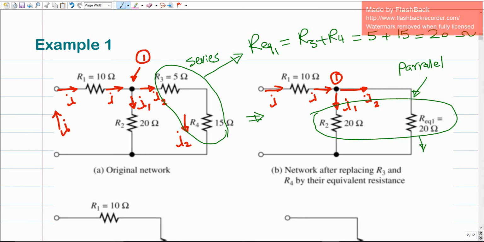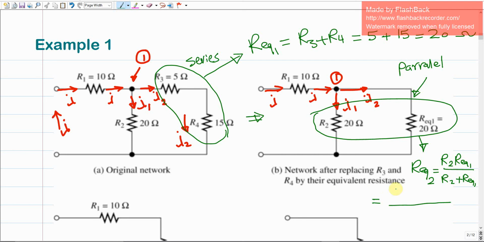So what does it mean? It means that it's fine to combine both of them into R equivalent, and let us give it a name like R equivalent 2. R equivalent 2 should be their multiplication, which is R2 times R equivalent 1, divided by their sum, which is R2 plus R equivalent 1. Make sense?